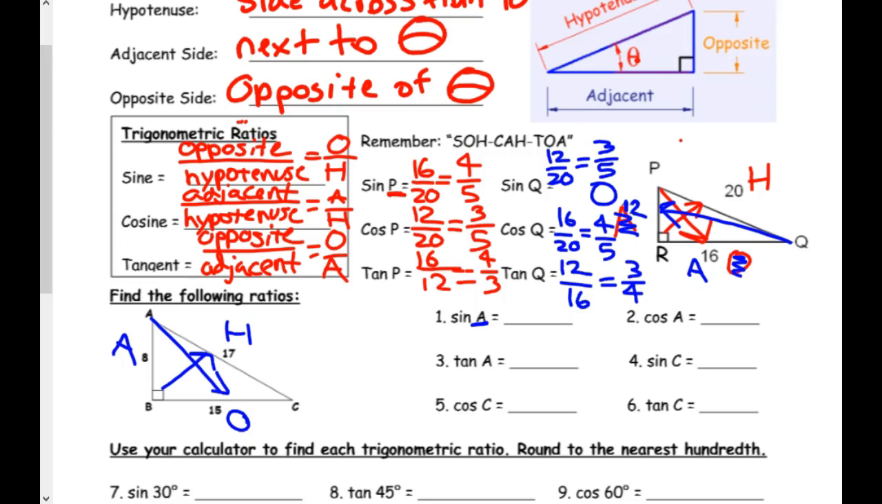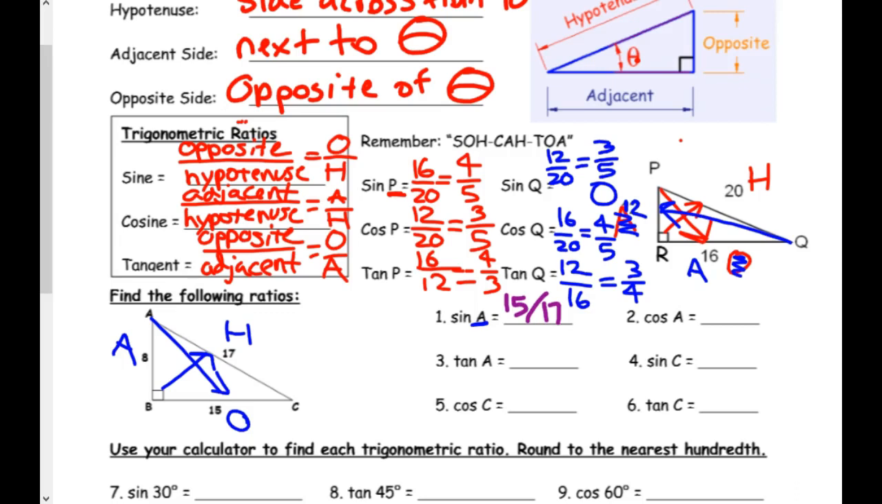Okay, so here's what we got notes. So sine is what over what? So you tell me, what are the numbers for O and H? 15 over 17. Okay? Thank you very much. So, help me out here, unnamed student, since we don't say names out loud. Tan A is what? Okay, so it's TOA, O over A, 15 over 8, right?